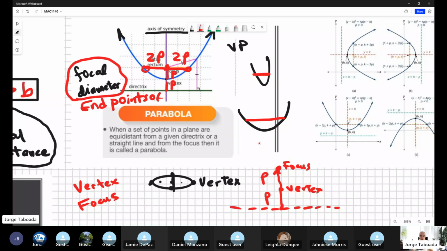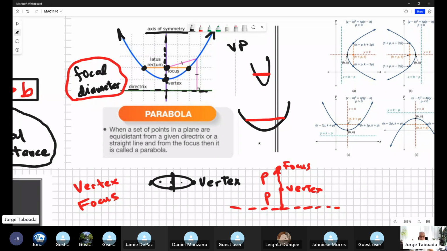So now, to get a decent graph of the parabola, we need to define clearly the vertex, the focus, and the endpoints of the focal diameter, here and here, two points. One more you need to define: the axis of symmetry and the directrix. When you have this information, it is enough to graph a decent parabola.